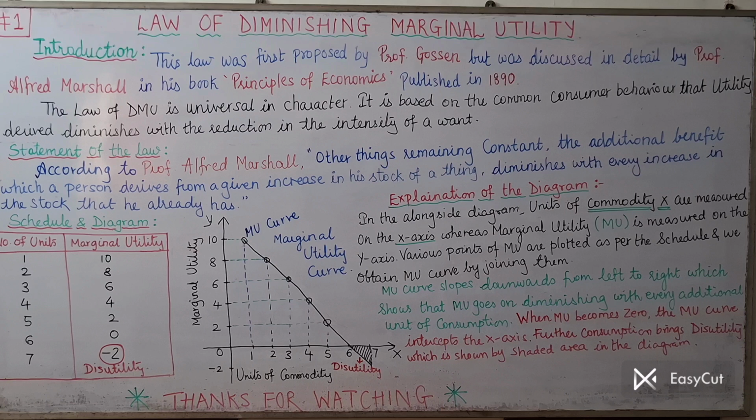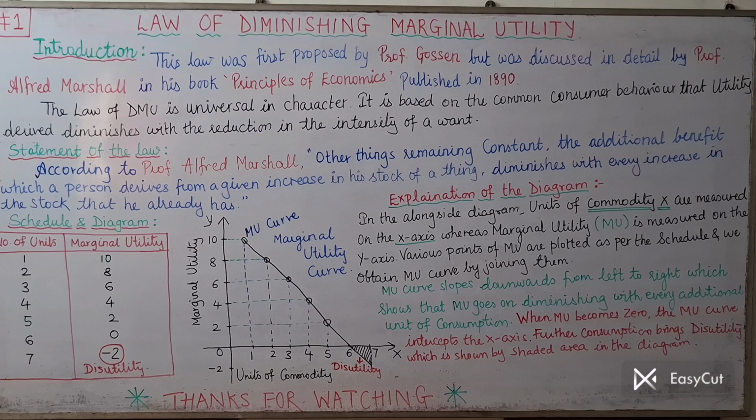See this schedule, some people may pronounce it differently, doesn't matter. Schedule and diagram, that means table, basically a table to explain the law. So first column is number of units. We are taking the example, let us assume apples. Consumer is eating apple. 1, 2, 3, 4, 5, 6, 7. We have taken 7 units of apple.